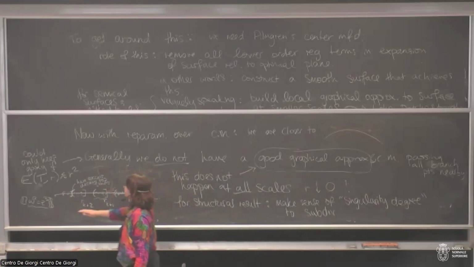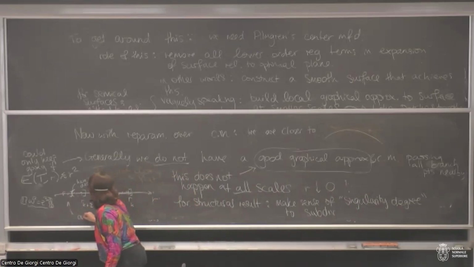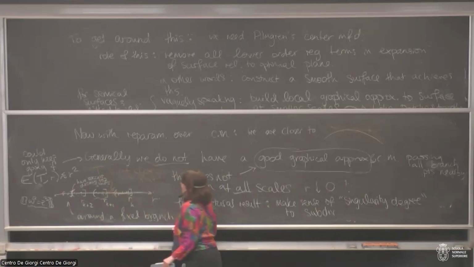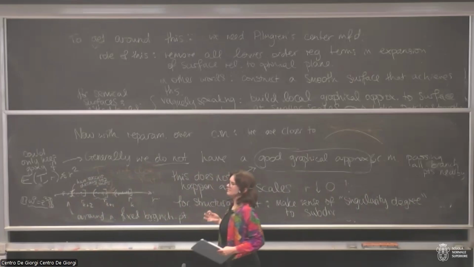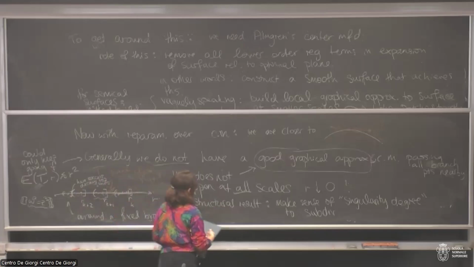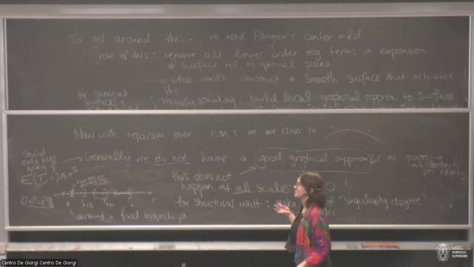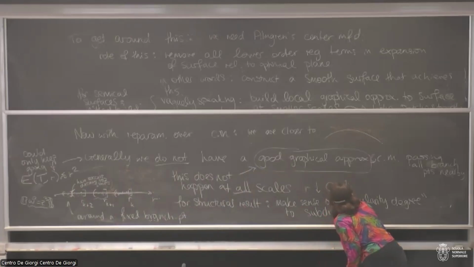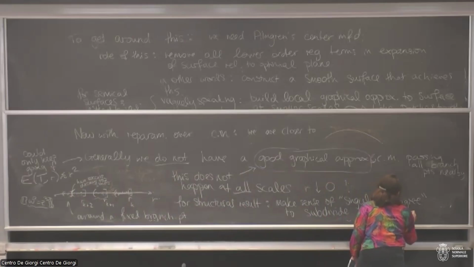Well, this is all around a fixed branch point, right? And it's not at all clear that you have a well-defined order of vanishing, because you have these sequences of scales where you see your surface being close to flat. You have other scales where maybe it's not close to flat at all. And the first point is that it really is well defined.